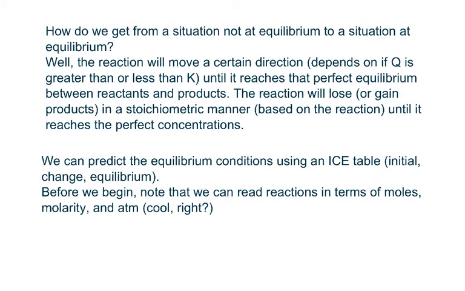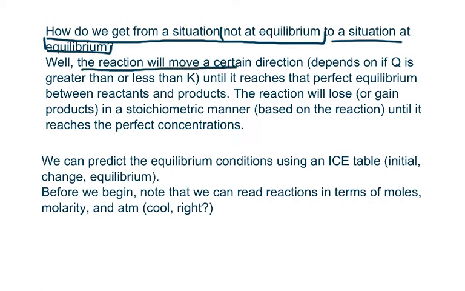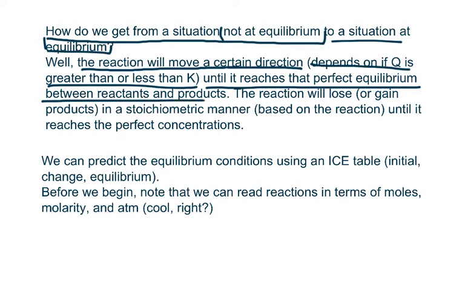Hi everybody, in this video we are going to combine math and equilibrium together. So how do we get from a situation not at equilibrium to a situation at equilibrium? Well, we know that when a reaction is not at equilibrium, it will move a certain direction depending on if Q is greater than or less than K. And it will do this until it reaches the perfect equilibrium between reactants and products.